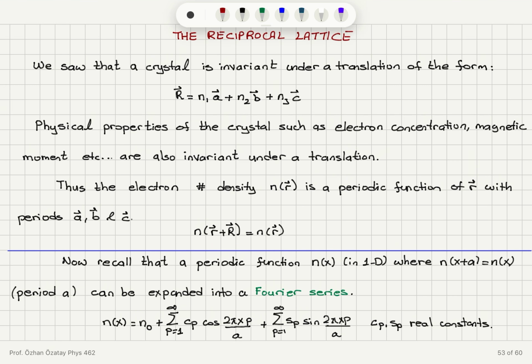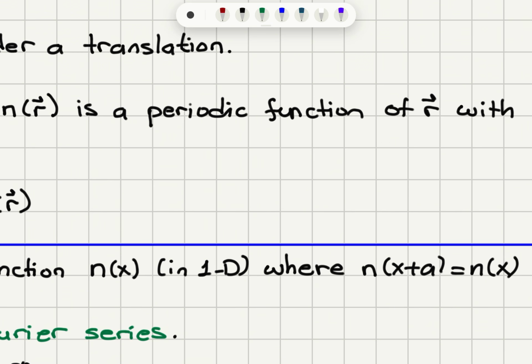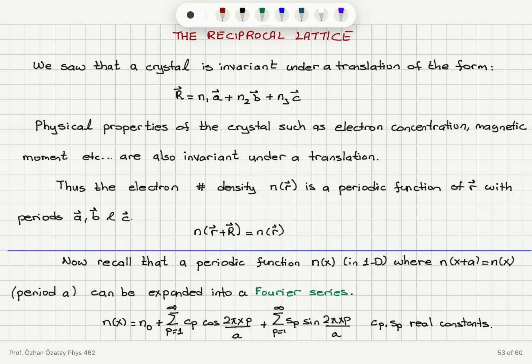Now, with these observations, I want to go back to an important theorem, that's Fourier's theorem. So if you have a periodic function, let's for simplicity start with the one-dimensional case, n of x, where n of x plus a is equal to n of x. So we have a periodic function, the period is equal to a. This can be expanded into a Fourier series. We can write it as a sum of cosines and sines.